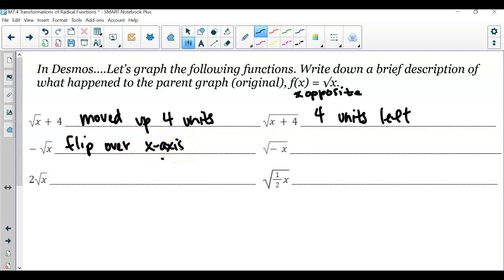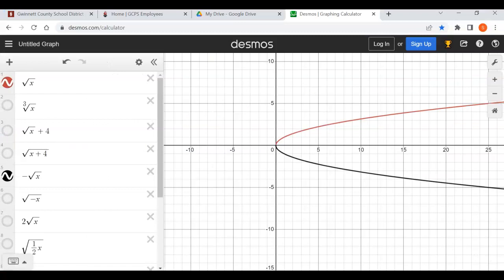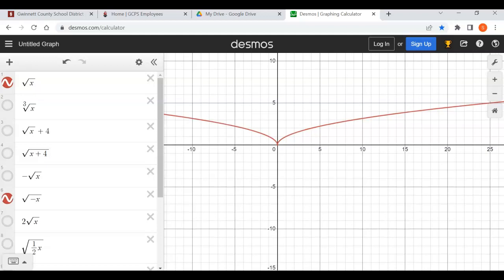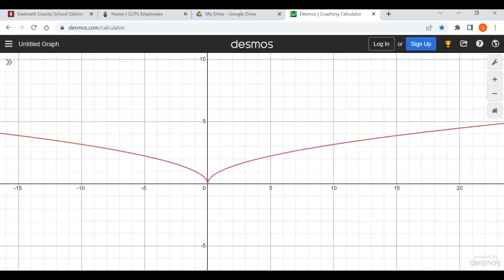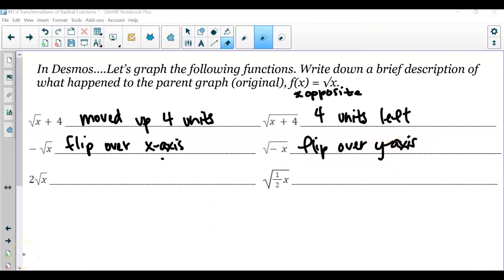So then what do you think would have happened maybe if you had the negative now on the inside? Well, let's see. Maybe now you think that's going to flip over the y-axis, right? And there you go. Notice how it's the exact same, except it flipped over the y-axis. So this is a flip now over the y-axis. And so now let's talk about these last two transformations.